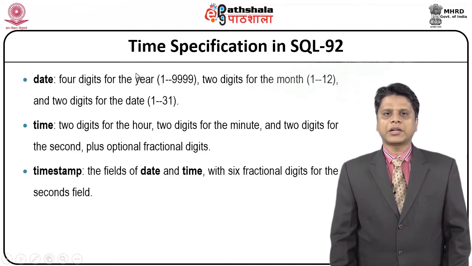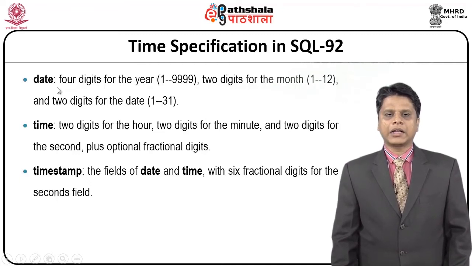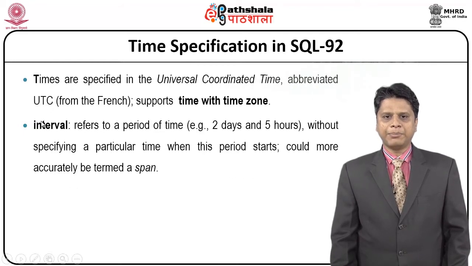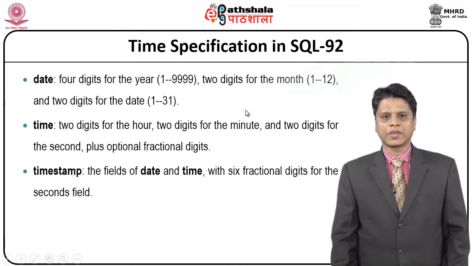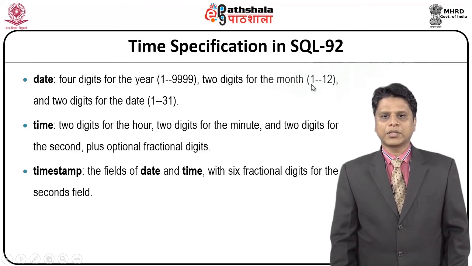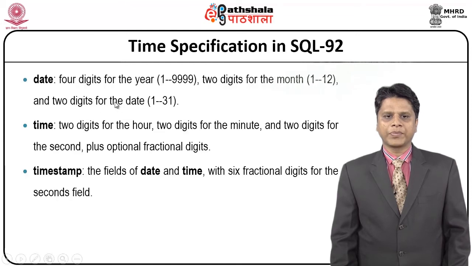Here the major time specifications that we consider are date, time, timestamp, time with time zone and interval. Let us understand the format of the date. Date is of 4 digits for the year, from 1 to 9999, the month is 2 digits, from 1 to 12, and the day will be between 1 to 31.